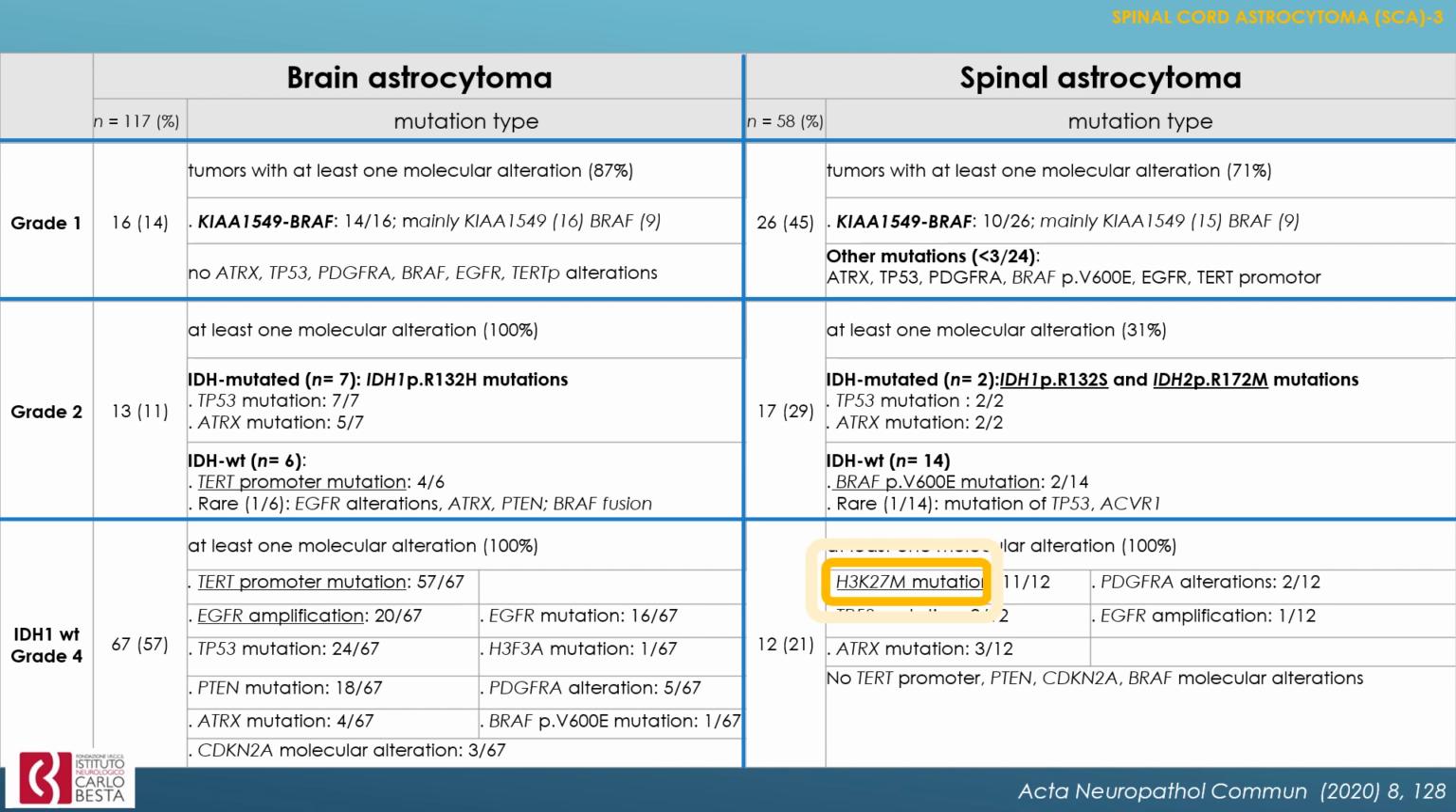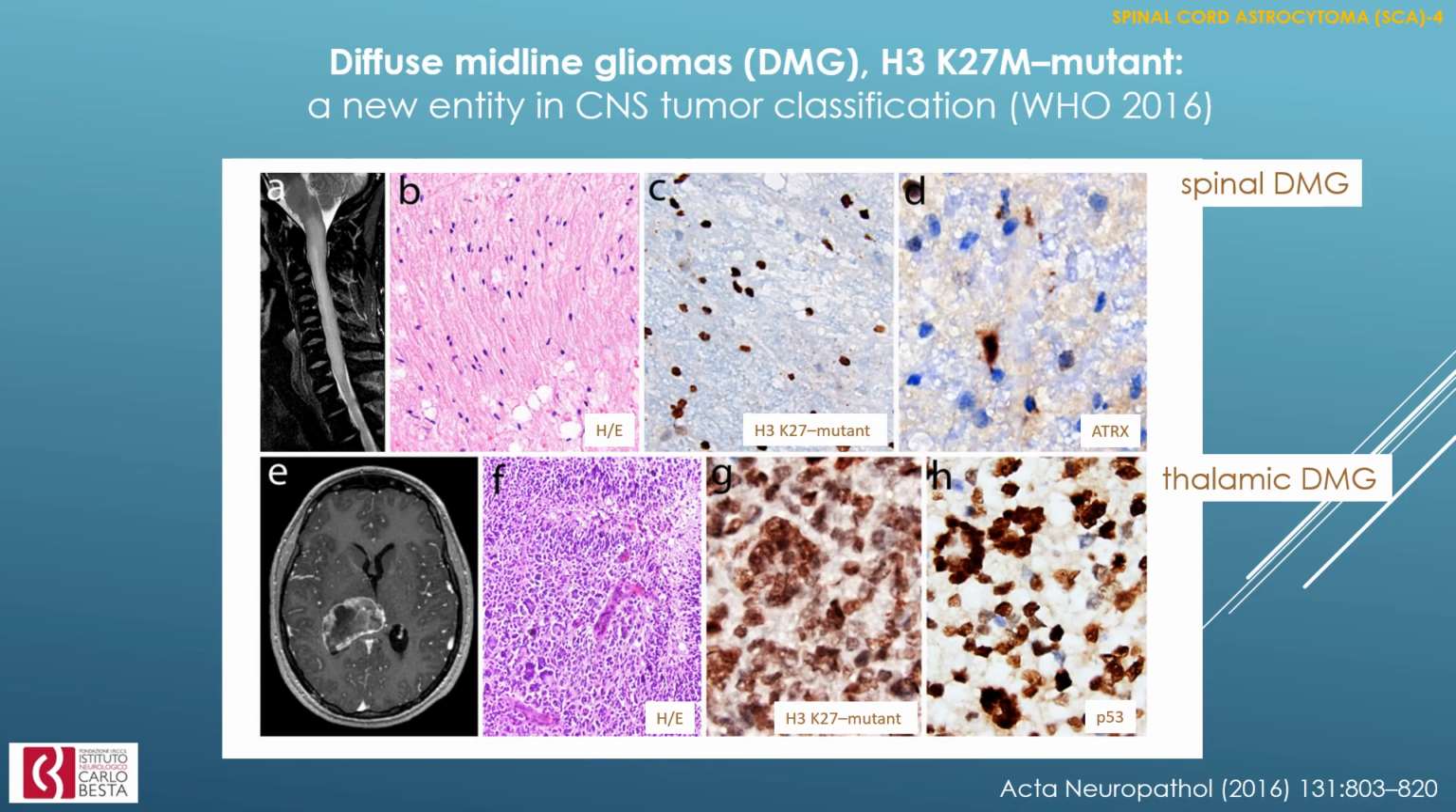It is worth focusing briefly on diffuse midline glioma, a new entity described in 2016. This entity was introduced as a specific nosological entity in the 2016 central nervous system WHO classification and categorized as G4. These tumors most often involve the brainstem in children, while in adults they are located in the spinal cord and thalamus, as in these two examples.